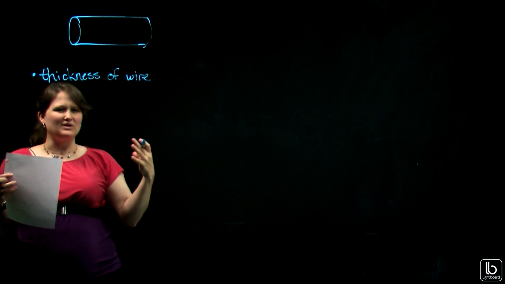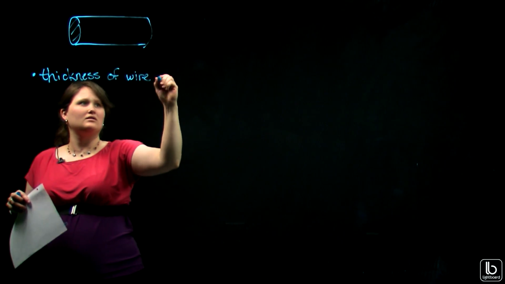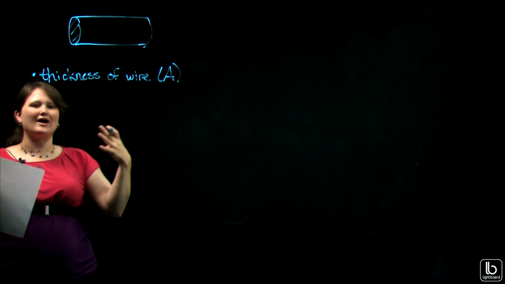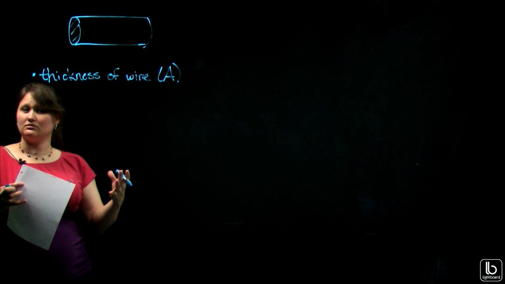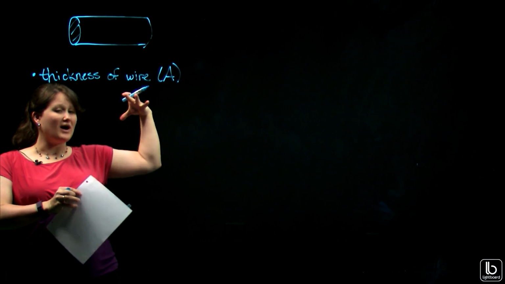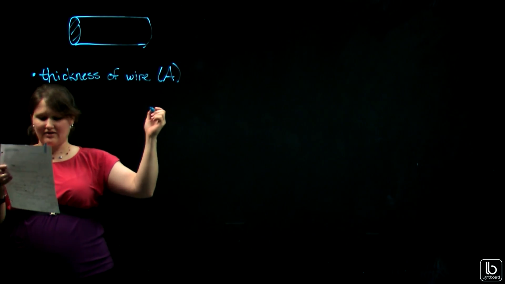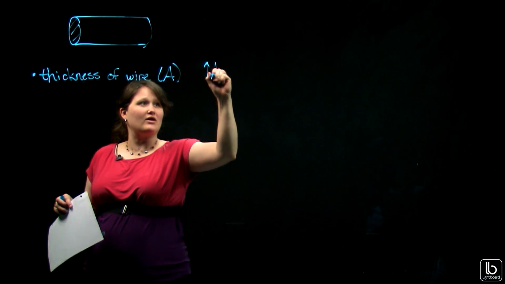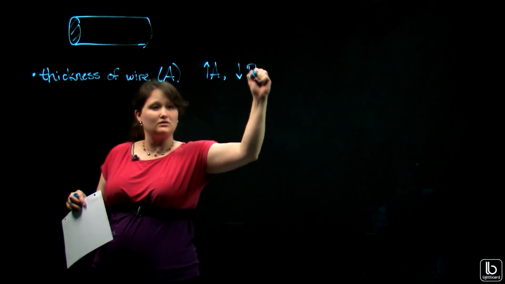And the way we talk about thickness is we talk about the area. Okay, if I have a larger area of my wire, then I'm going to have less resistance. If I have a wider area, it's easier for more to flow. So if I have effectively more area, what that means is less resistance.